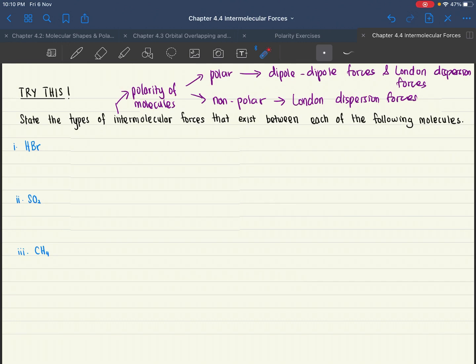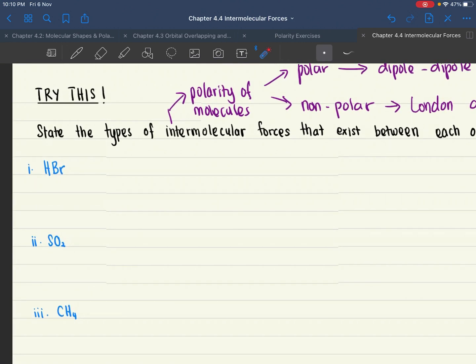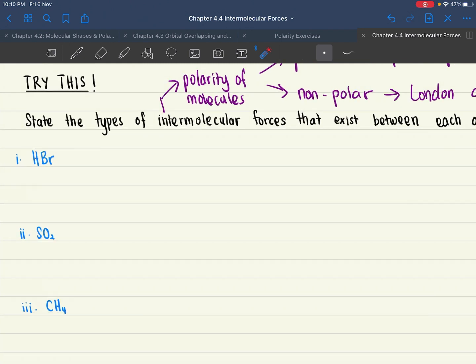Okay, so let us try with HBr. First we need to determine the polarity of the molecule. To determine polarity, kita kena tahu shape dia. HBr simple je, Lewis structure dia macam ni, shape dia memang macam ni je. Between H and Br, Br is more electronegative. So we need to draw the bond dipole. The bond dipole cannot be cancelled out, so mu is not equal to 0, that means HBr is a polar molecule.